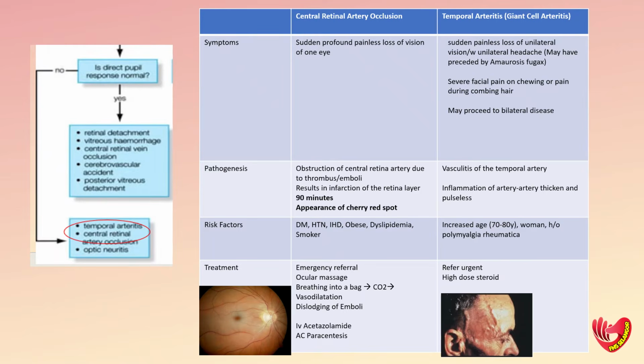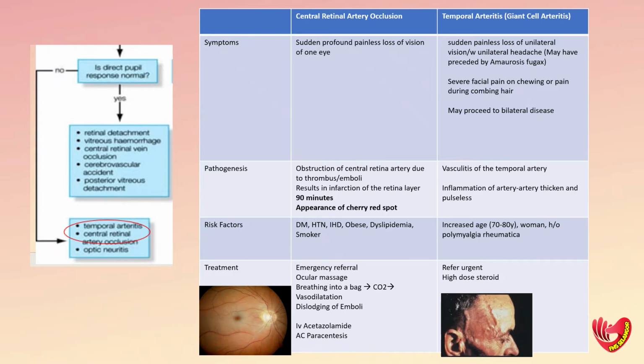Temporal arteritis is a sudden painless loss of unilateral vision associated with unilateral headache. It may be preceded by amaurosis fugax. Severe facial pain on chewing or pain during combing hair may be the accompanying symptoms.